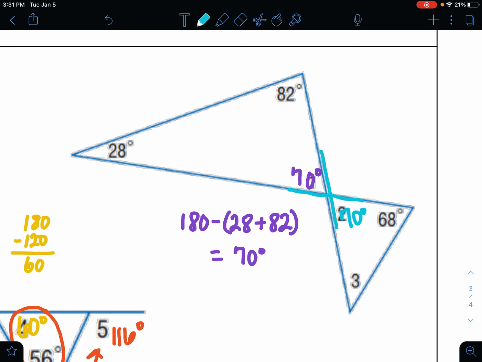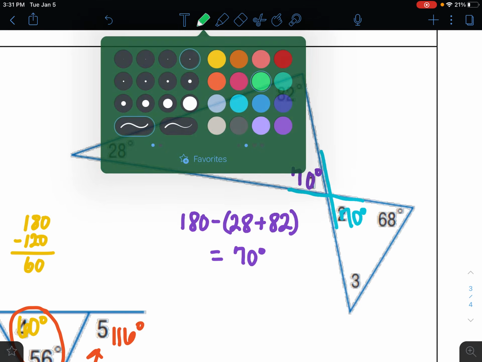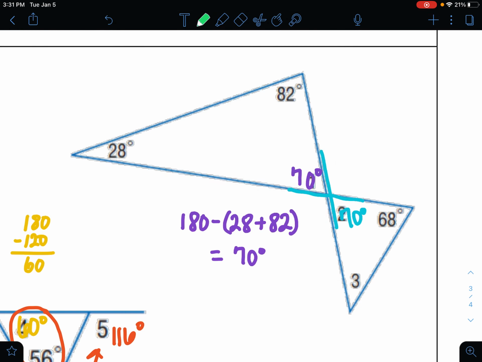And then angle 3, we can use the Triangle Sum Theorem. So I see that I have that 70 and that 68. So if I add those together and then I take them away from 180, that'll give me angle 3. And we get 42 degrees. Okay, and that's it.